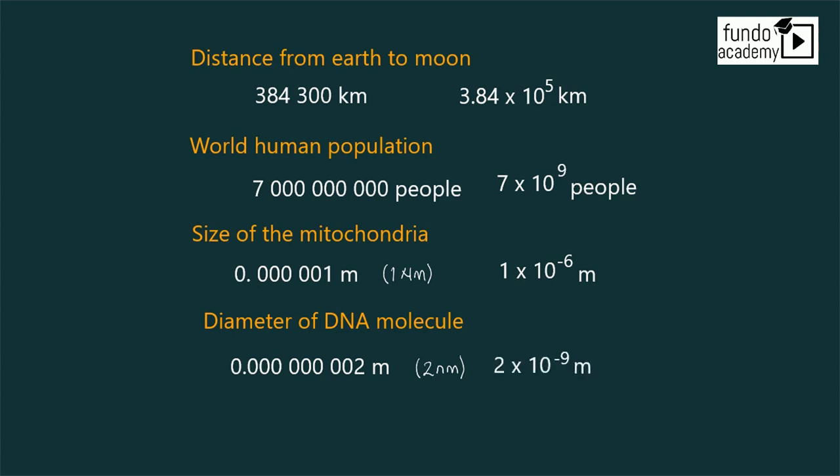So you can see that we are now expressing all these very large and very small figures in a standard way, and it's easier for us to interpret the data. From here I can see that the distance from the earth to the moon is 3.84 times 10 to the power 5, and I can see that it's a smaller value than this one because I'm looking at the values of the powers. We shall be looking deeper into that.